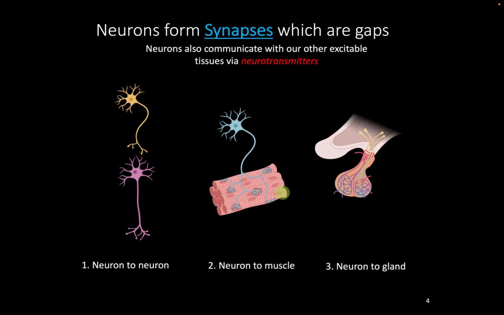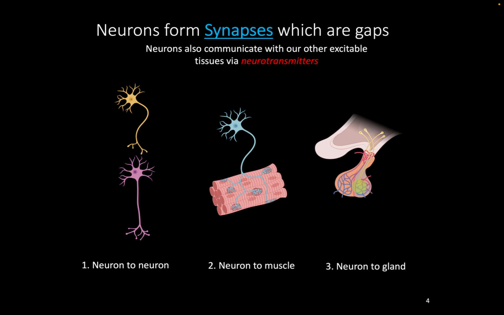Lastly, we can have a neuron communicating to a gland, right? So here, it's a little bit hard to see, but these are neurons in yellow, and they are sending a signal down to a gland right here, which is called our posterior pituitary. This is just an example. But yeah, so a neuron can send a signal to a gland and tell that gland to secrete a hormone or whatever it may be or another neurotransmitter, but basically it can give it a signal.